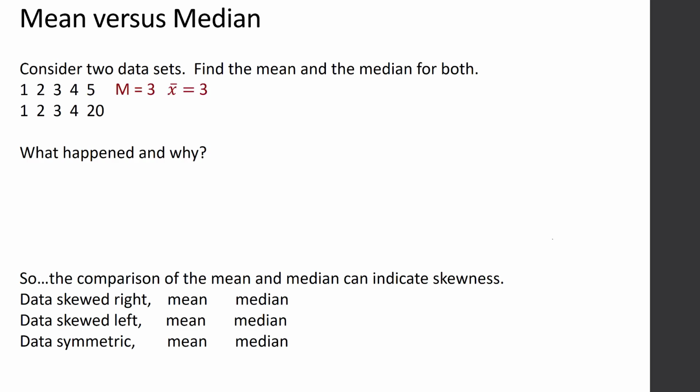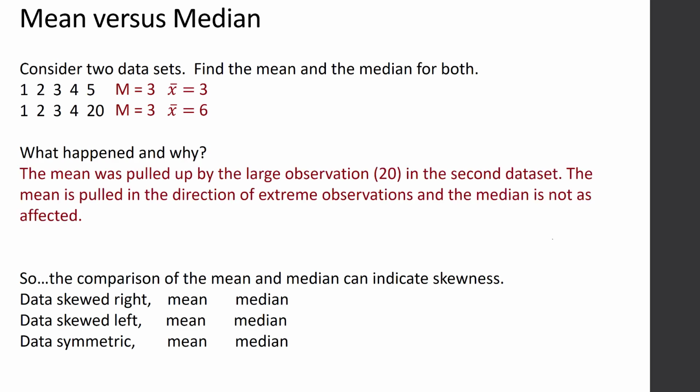In the second data set, what's the mean? 20 plus 4 is 24, plus 3 is 27, plus 2 is 29, plus 1 is 30. 30 divided by 5 is 6. Now the median is still 3 because that's the middle observation. So the median did not change and the mean went up to 6. What happened here and why? Well, the mean was pulled up by the large observation, which was 20 in the second data set.